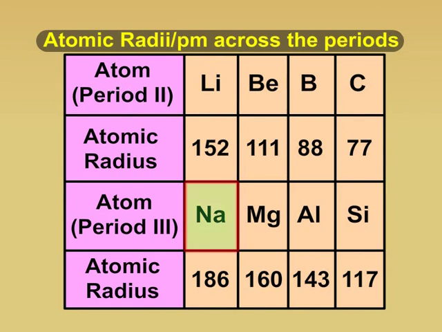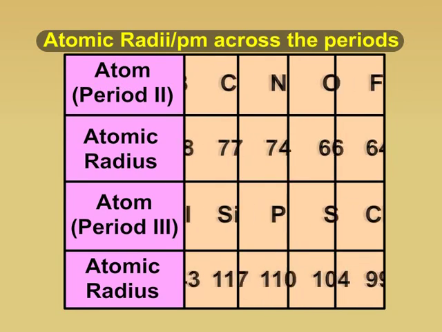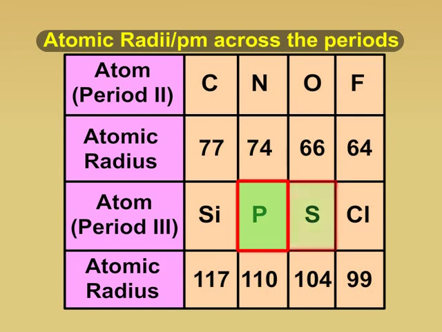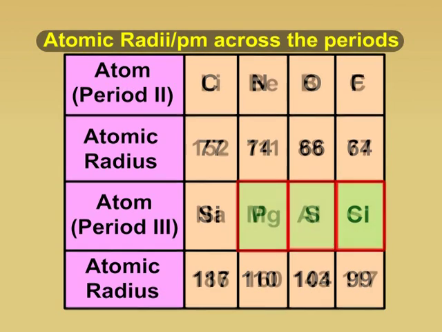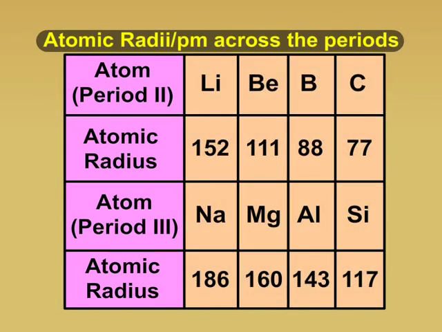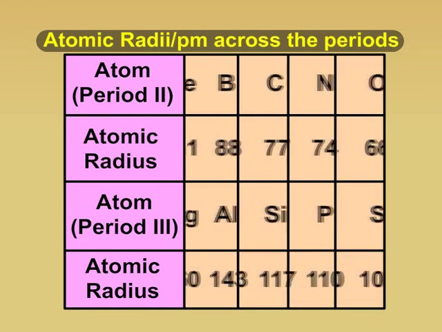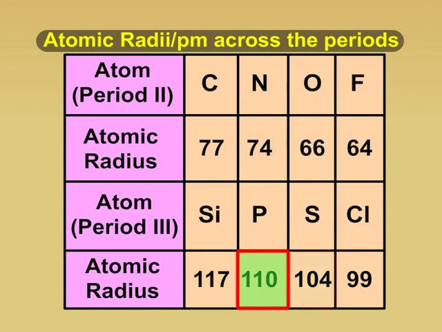Similarly, in case of sodium, magnesium, aluminium, silicon, phosphorus, sulfur and chlorine, we find atomic radius to be 186, 160, 143, 117, 110, 104 and 99.